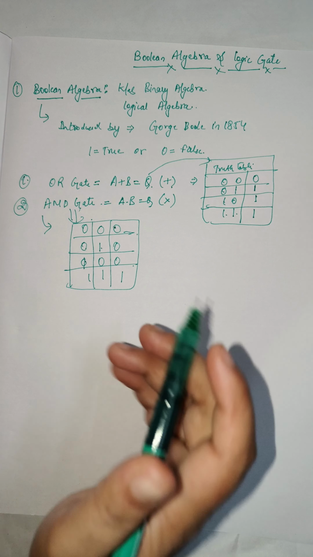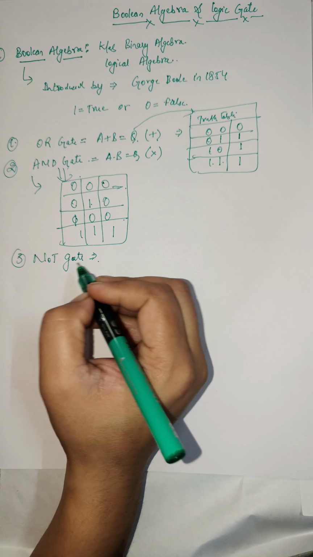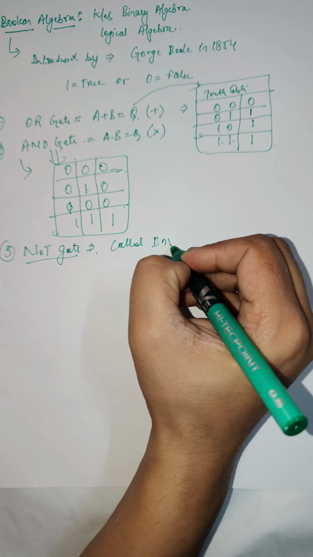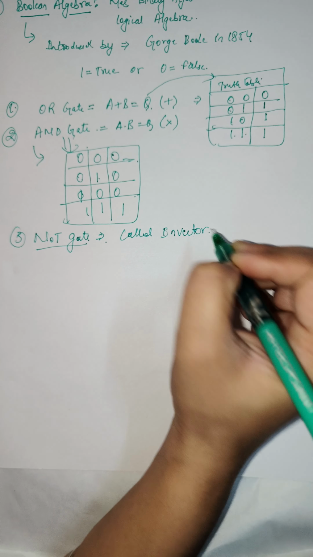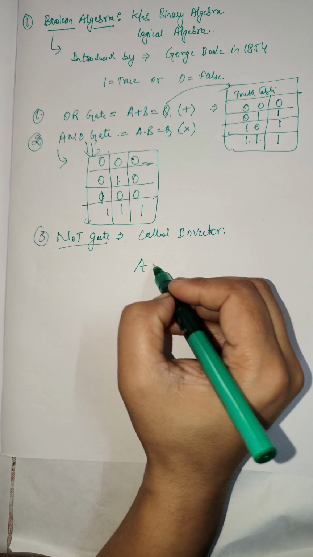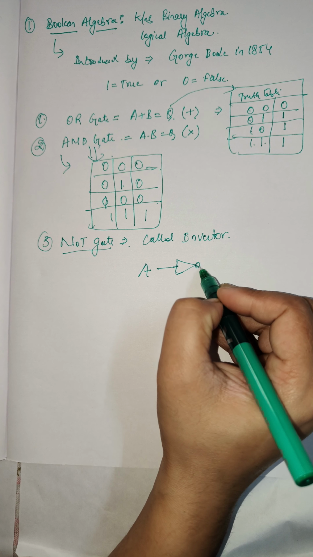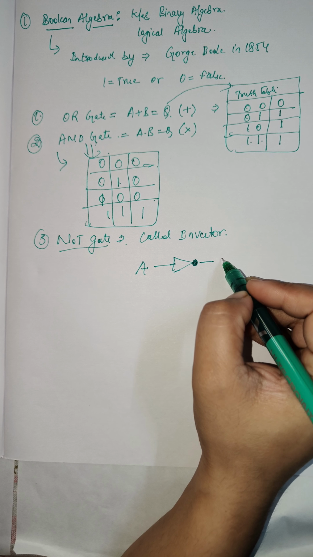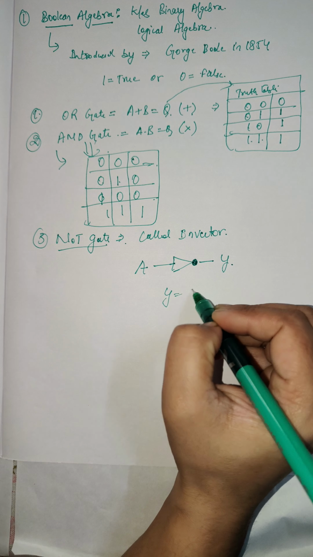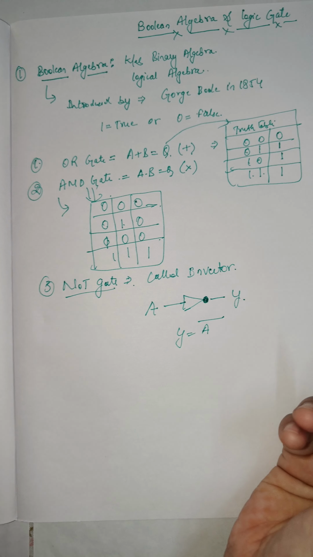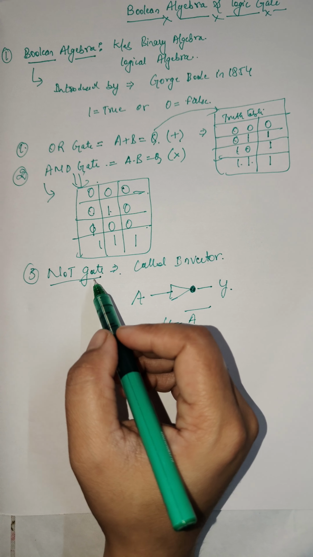The next one we have is the NOT gate. In the case of the NOT gate, it is also called an inverter. Simply, the behavior is like this: if A is the input, then the symbol is the NOT gate, with a small circle symbolizing NOT, and the output is Y. So output is equal to A complement. Okay, if the input is true, then the output is false, because we are talking about the NOT gate.